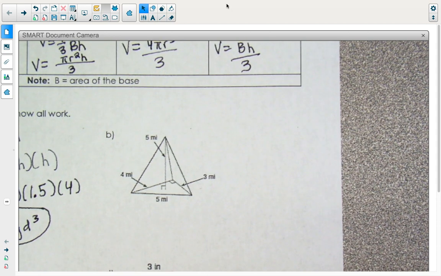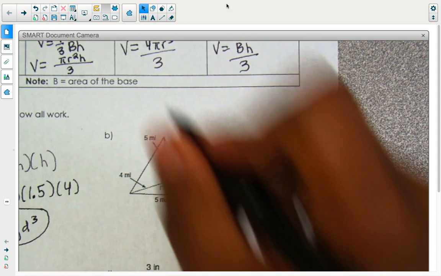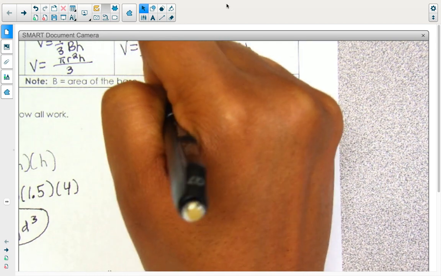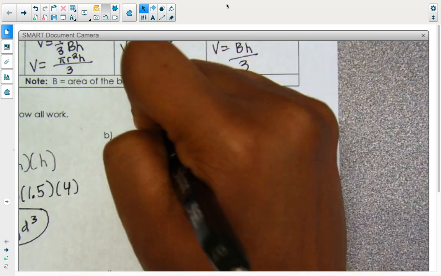Letter B. Okay. So this is a pyramid. So let's label that somewhere. This is a pyramid. And again, I can see my base is a triangle.